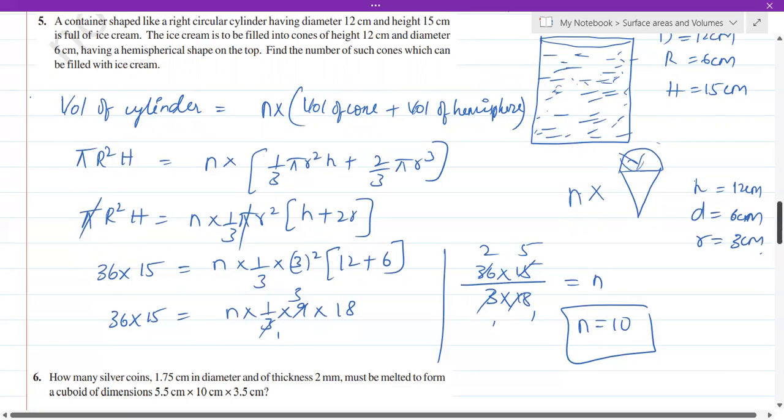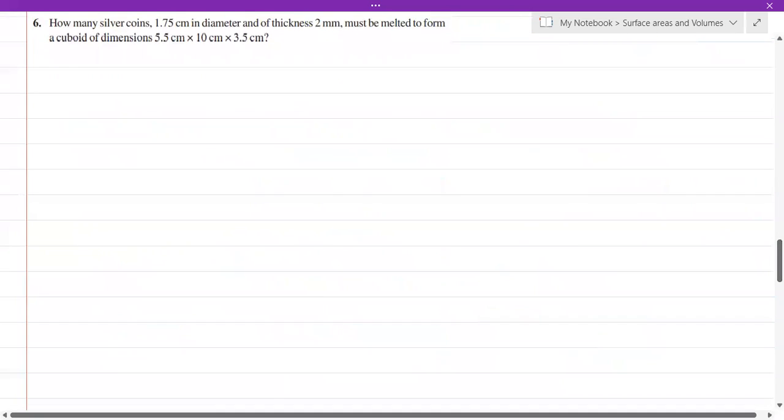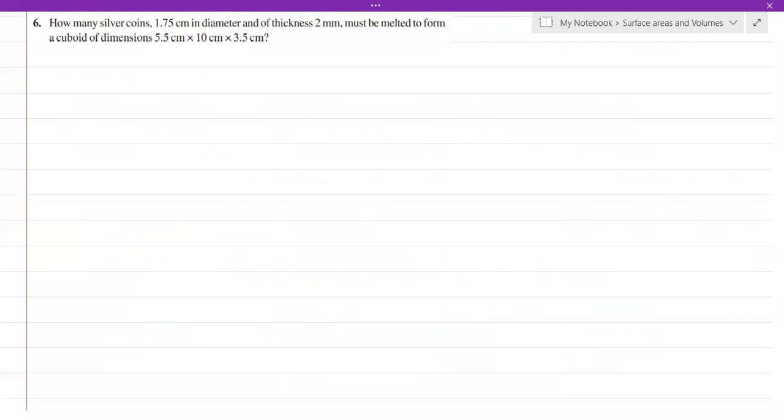So let's get into the next question. How many silver coins 1.75 centimeter in diameter and of thickness 2 mm must be melted to form a cuboid of dimensions 5.5 centimeter into 10 centimeter into 3.5 centimeter. Basically, remember, if you compress a cylinder, we get a coin. Think of a 5 rupees coin. That will be a very good example.